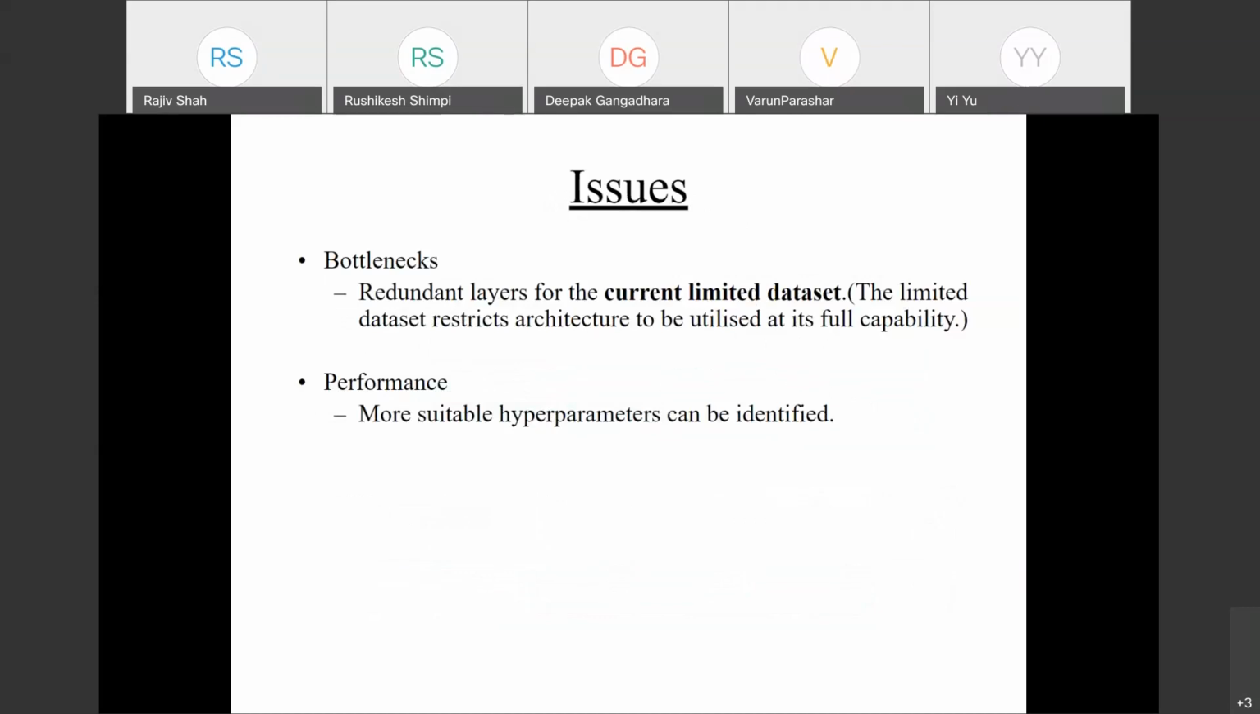the architecture might have some redundant layers only for this dataset, but we also believe that the full capability of the architecture might be visible on a larger dataset, which is included in our future work. Further, the architecture can be optimized as more suitable hyperparameters may be identified.